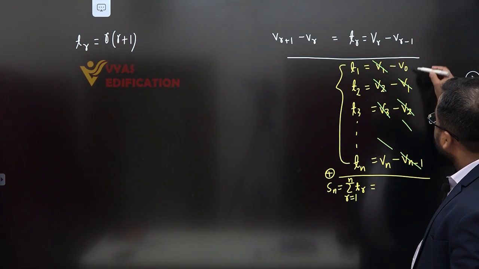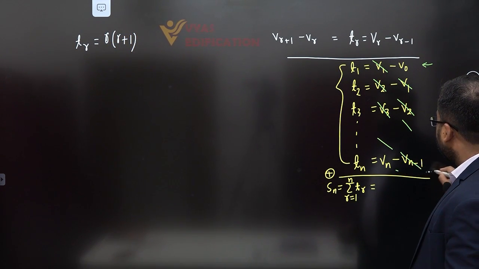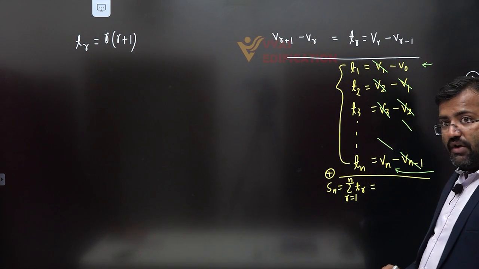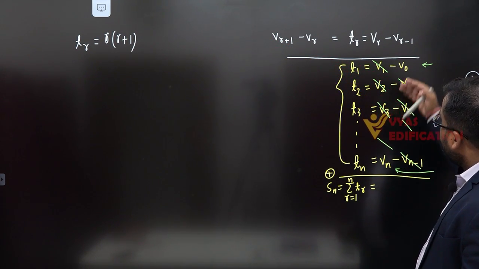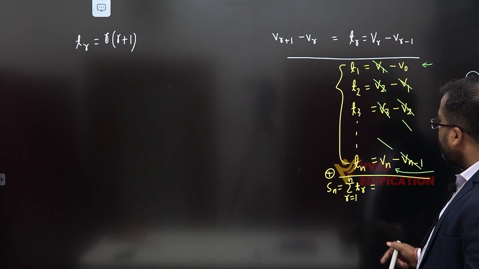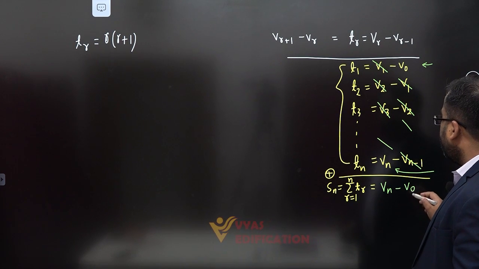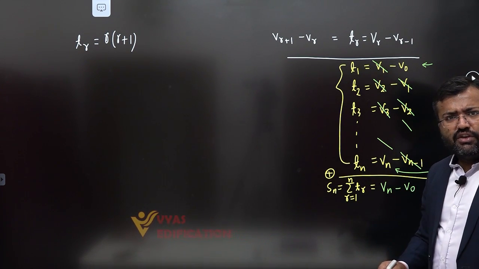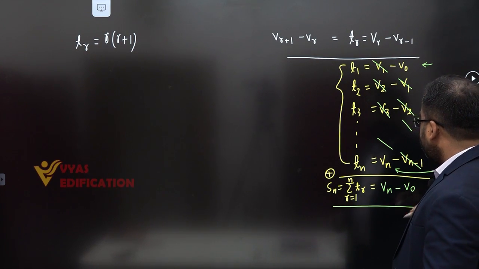What remains is, from this particular term this remains, and from here this particular thing remains, right? So a difference of two consecutive terms, they get cancelled on adding, and what you get is Vn minus V0 at the end, which is pretty simple, don't you think so? Yes, this looks pretty simple. So this is how we can find the summation, okay?